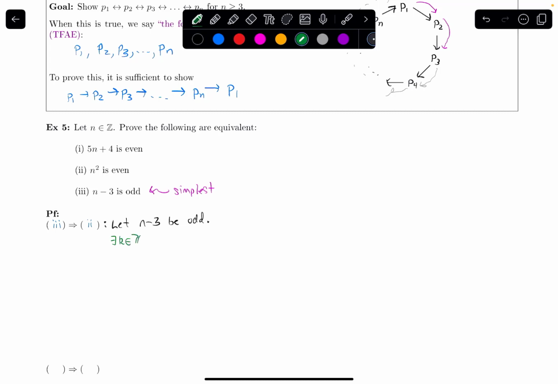There exists k, which is an integer, such that n minus 3 equals 2k plus 1. That's what it means for this number to be odd. Okay, my goal is to show 2 here. I'm trying to show n squared is even. So let's start our manipulations.